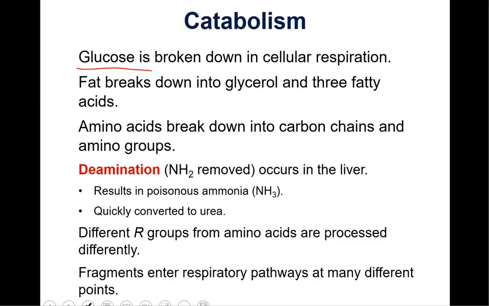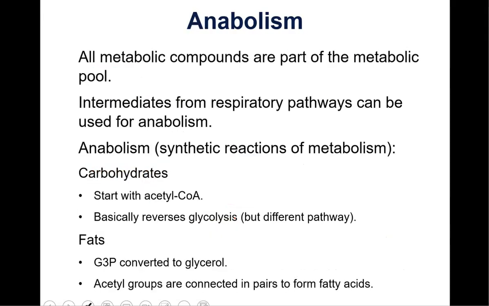There's a process that occurs in the liver called deamination, and that's where the amino group, the NH2 amino group, is removed from the amino acid, and it results in poisonous ammonia, which is converted to urea and released in our urine.